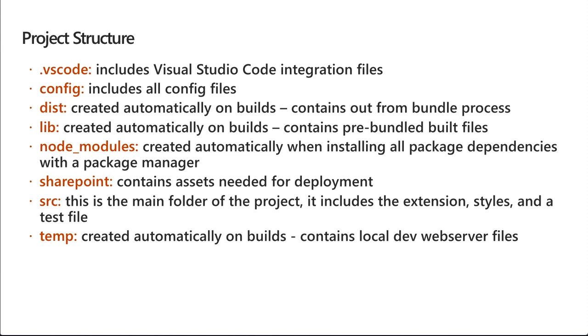The config folder includes all of our configuration files. And that's going to be useful for not only bundling, but also for packaging up our deployment, sending it off to a custom CDN if we weren't using the Office 365 CDN, as well as configuring our startup process when we do development. The lib folder and the dist folder, these are created on the fly, as well as the temp folder, when we do builds and bundling of our projects.